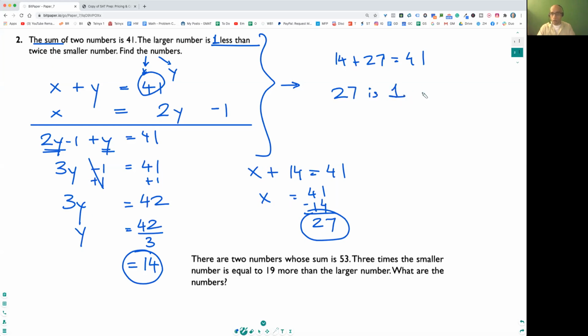is 1 less than twice the smaller number, 1 less than twice 14. Twice 14 is 28. If you're having trouble understanding these word problems, just think about money. Is $1 less means you have to subtract 1. So the larger number is $1 less than twice the smaller number. So that's $1 less than $28, and that's why it's 27, which checks out. Everything checks out. That's how you solve it.